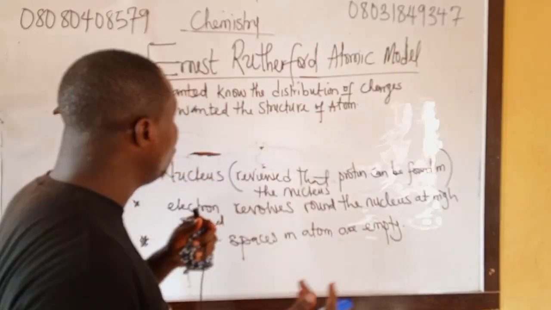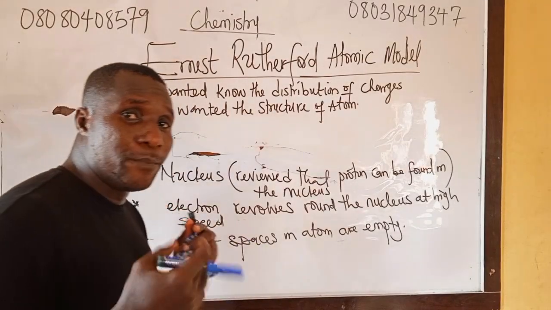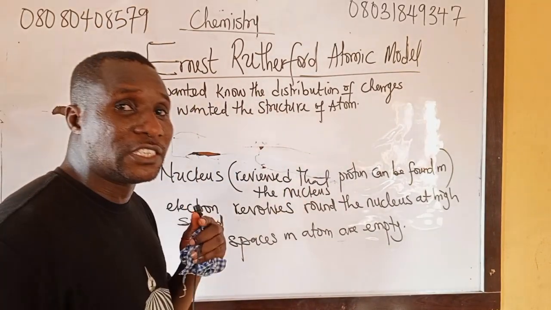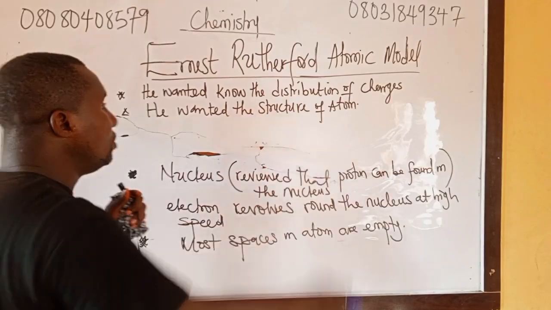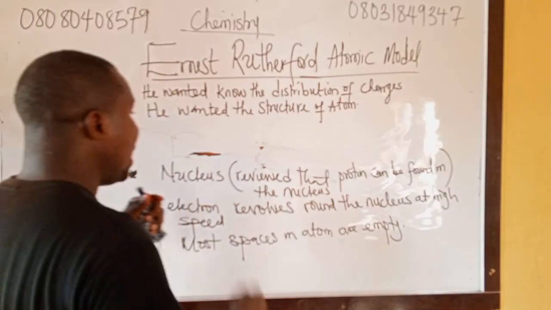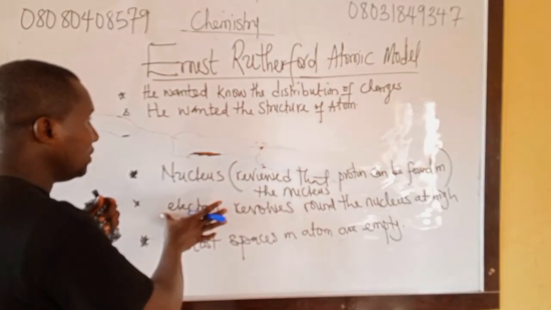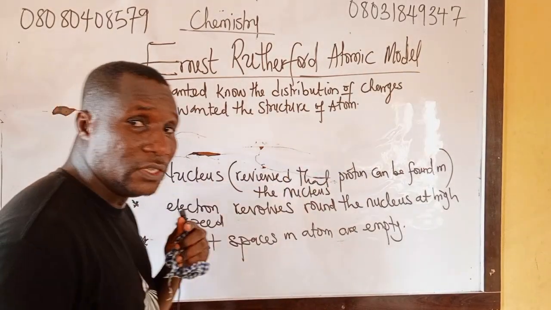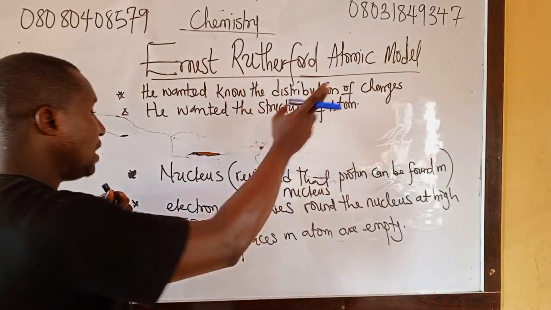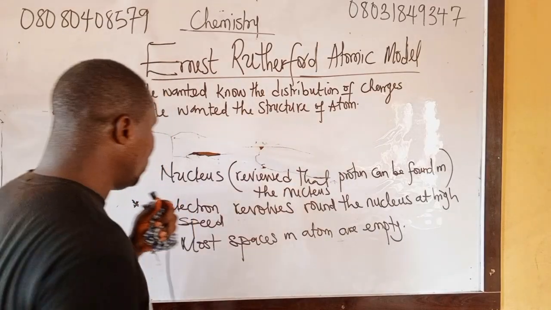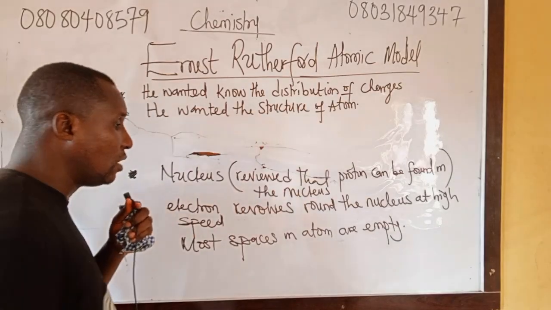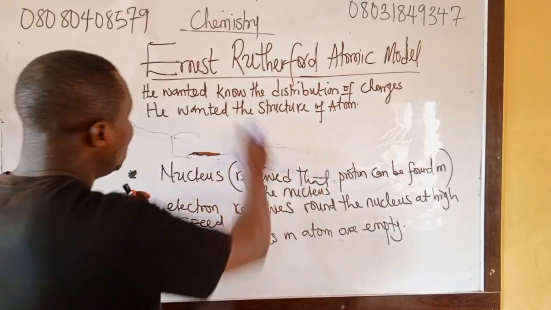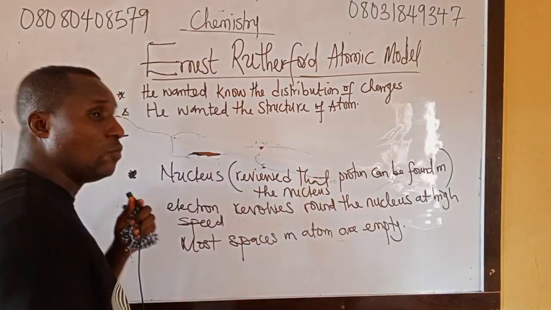Don't forget, I told you the reason he performed his experiment. He wanted to know the distribution of the charges, and he wanted to know the structure of the atom. And he later discovered these three things. He discovered the nucleus, and he revealed that protons can be found inside the nucleus, that electrons revolve around the nucleus, and that most spaces inside the atom are empty. These are the things he wanted to know.